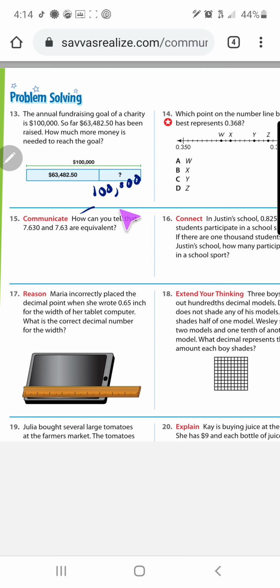And then you're going to subtract $63,482.50. Over here at the top, obviously, you're going to add the cents on the side. And then, of course, it's just simply a matter of subtracting carefully. And your difference actually ends up being $36,517.50. Okay? All right, let me go ahead and go on.